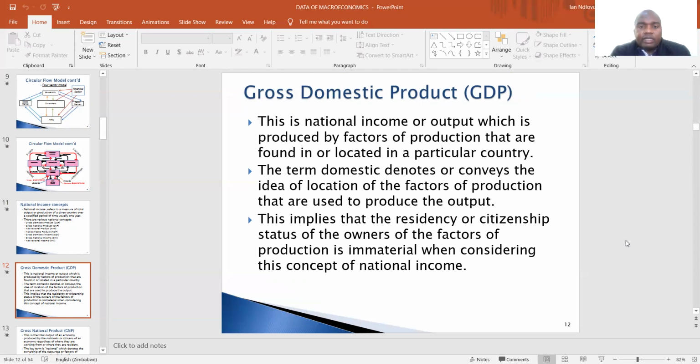The key word here is domestic, which conveys the idea of the location of the factors of production that facilitate the production of output or income. This implies that the residence or citizenship status of the owners of the factors of production is immaterial when considering this concept of national income.